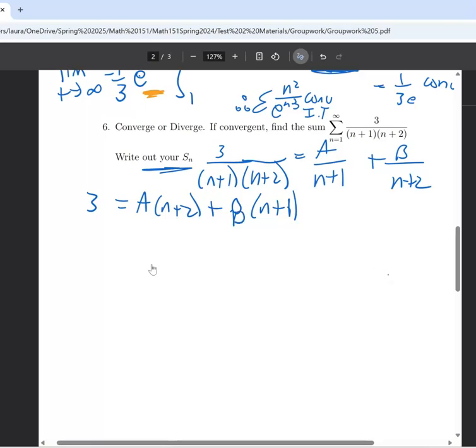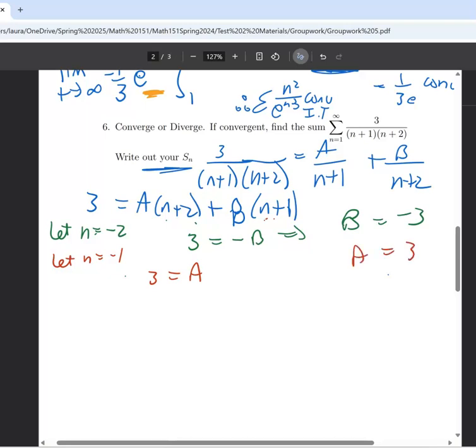So then I'm going to choose the wise numbers, right? So let n equal negative 2. So if I let n equal negative 2, that gives me 3 equals negative 2, that's gone, and so I get a negative b, so then b is equal to negative 3. All right, now I'm going to let n equal negative 1. If I put n equal negative 1, this term is 0, and so then here I get a is 3. So a is 3. This happens almost all the time, that you get opposite numbers.